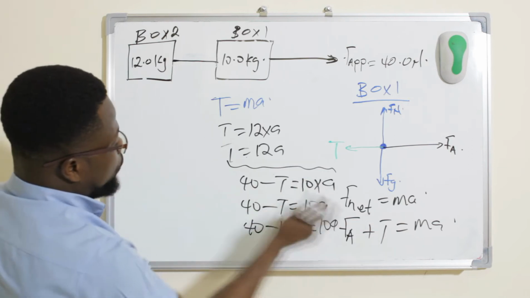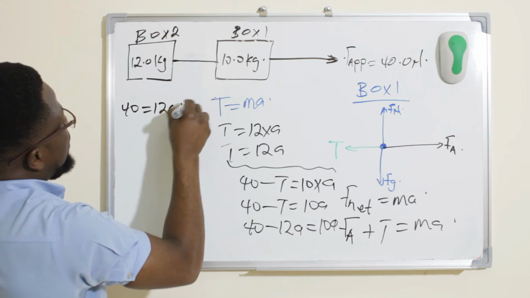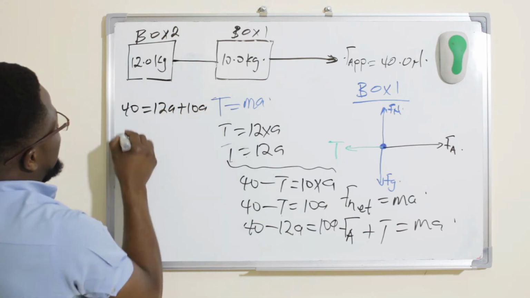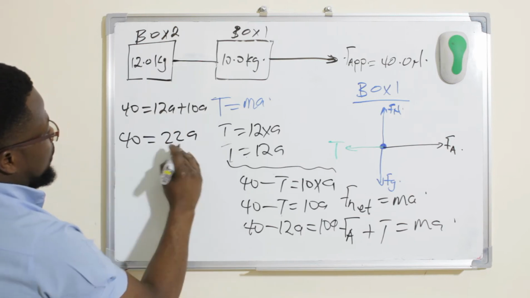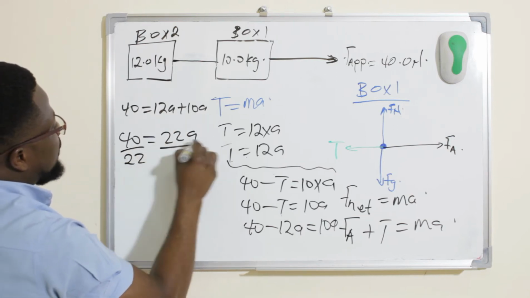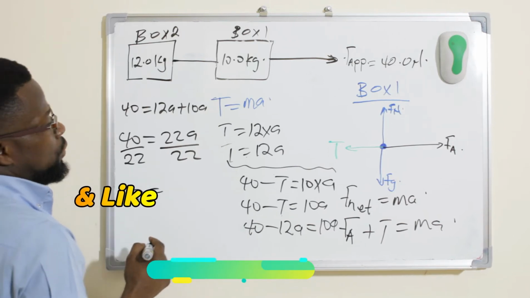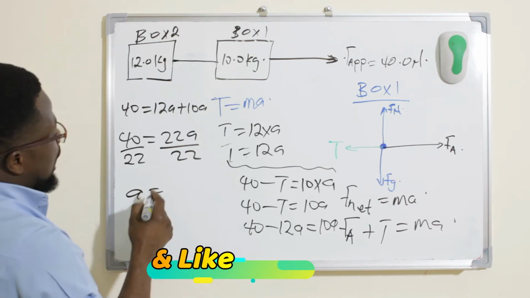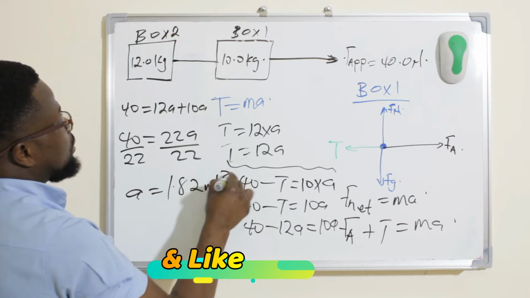And now I'll transpose this to the other side. So this becomes 40 is equals to 12A plus 10A. And now will be 40 is equals to 22A. And from here, I will divide both sides by 22. So that A is now equals to, we take our calculator, check that out, and we're going to get 1.82 meters per second squared.